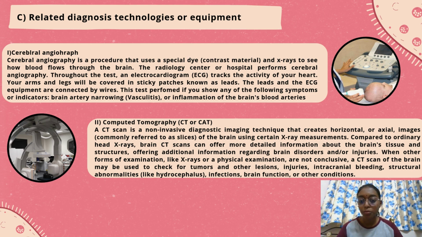When other forms of examination, like X-rays or physical examination, are not conclusive, a CT scan of the brain may be used to check for tumors or other lesions, injuries, intracranial bleeding, structural abnormalities like hydrocephalus, infections, brain function, or other conditions.